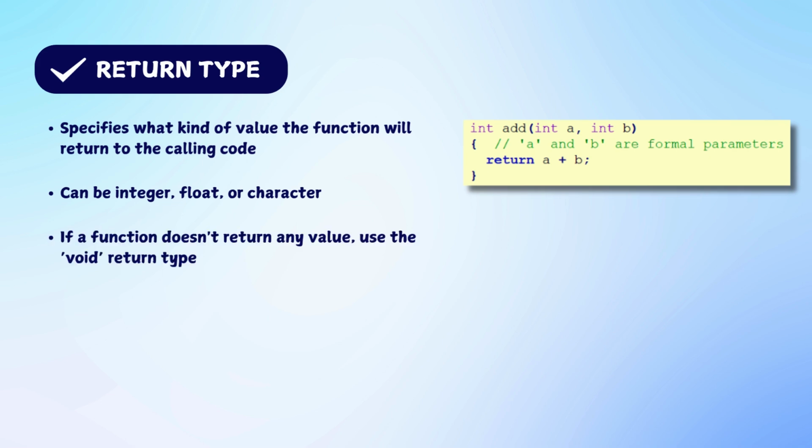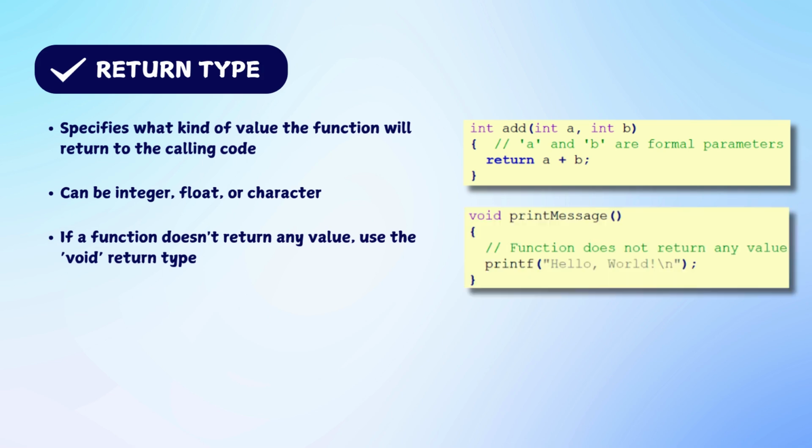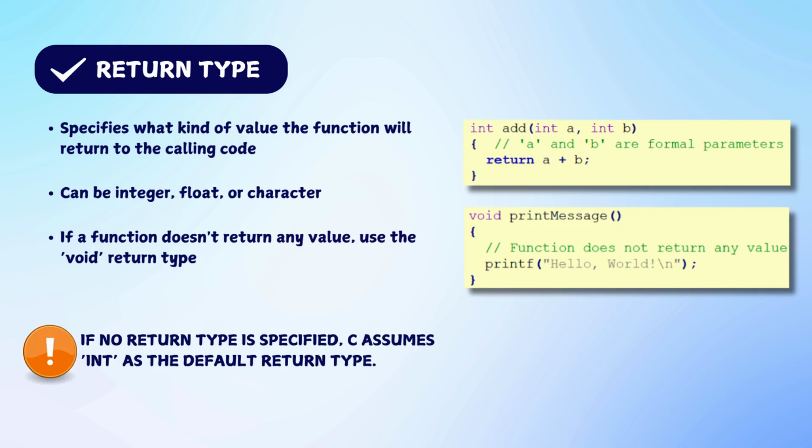If a function doesn't return any value, we use the void return type, which indicates the function doesn't produce a return value. Important point to be noted here is, if no return type is specified in the function definition, C assumes integer as the default return type. The name of the function can be any valid C identifier.